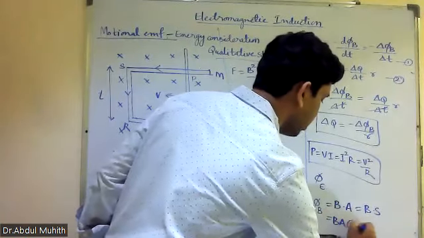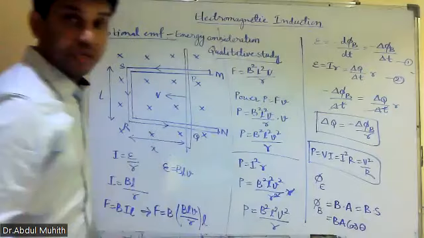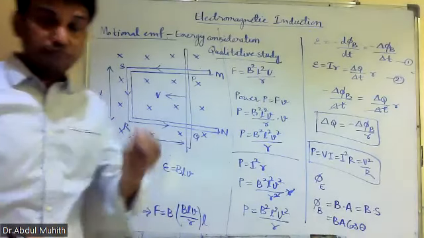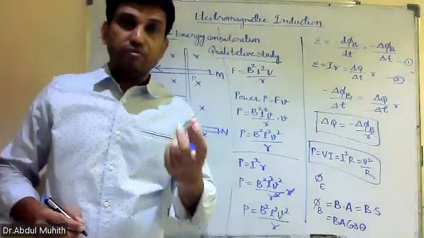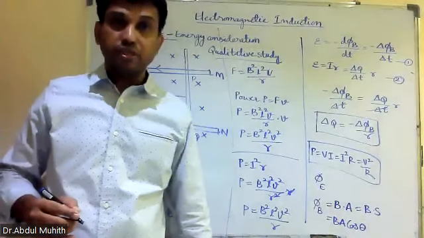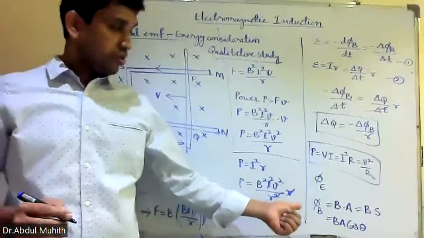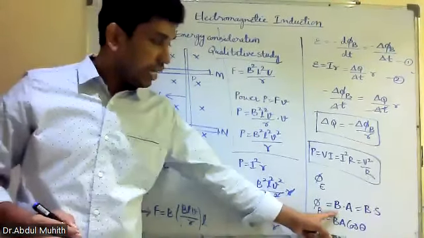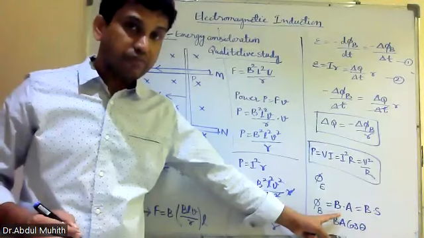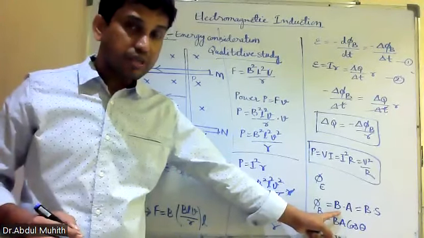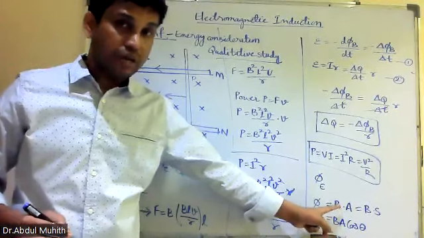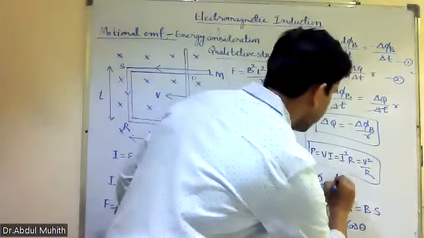Is that clear? Are you understanding? Yes, sir. And magnetic flux is measured in what? Magnetic field, I said. Magnetic field is measured in Tesla only. Magnetic field B is measured in what?